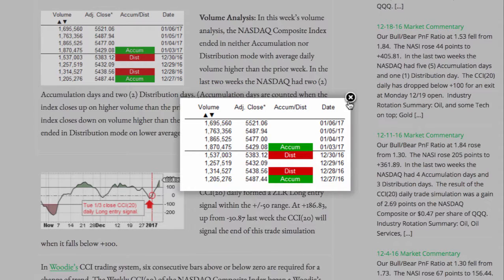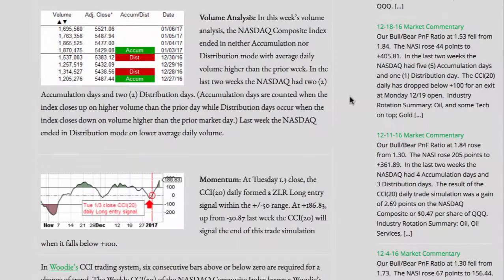Volume analysis. In this week's volume analysis, the Nasdaq Composite Index ended in neither accumulation nor distribution mode, with average daily volume higher than the prior week. In the last 2 weeks, the Nasdaq had 2 accumulation days and 2 distribution days. Accumulation days are counted when the index closes up on higher volume than the prior market day, while distribution days occur when the index closes down on volume higher than the prior market day. Last week, the Nasdaq ended in distribution mode on lower average daily volume.